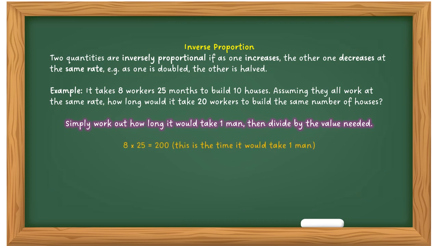All right, so in this case, 8 times 25 is 200. This is the time it would take one man to build 10 houses. You then simply divide that by the 20 workers you can hire, and you can see that it would take 20 men 10 months, which, if you look at the question logically, makes sense: 20 men would do it in more than double the workers, half the time it would take 8 workers.